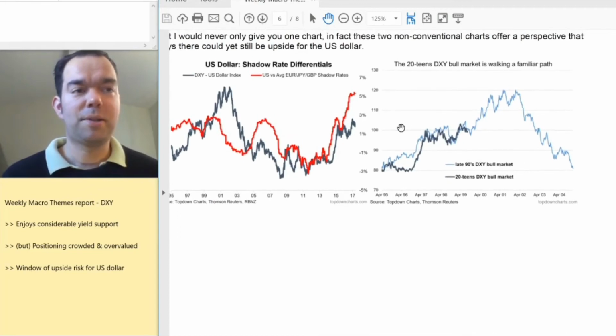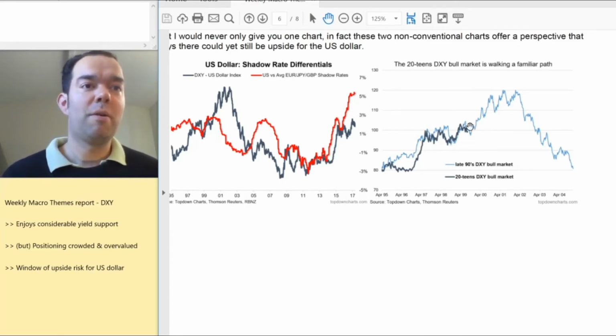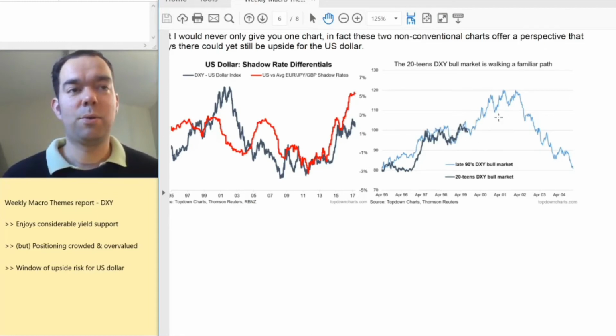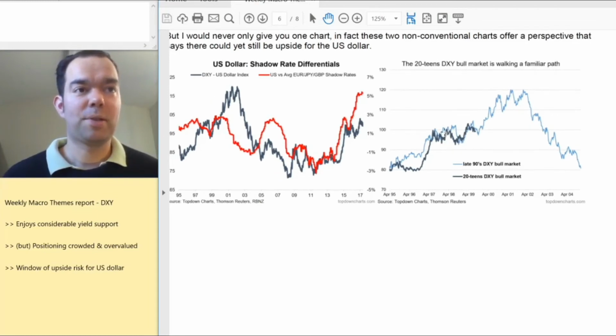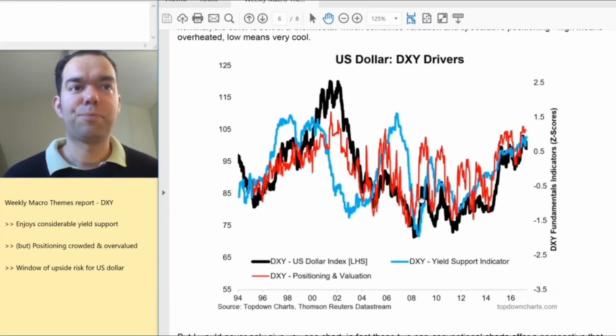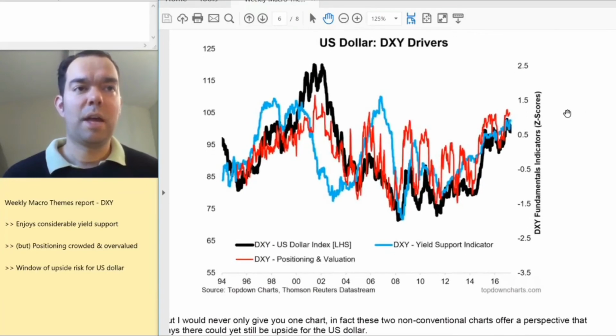The other one, looking further across the page, is the analog chart. Analog charts are always a little bit suspect, but it just goes to show what previous bull markets have been through. If you compare it to the bull market of the late 90s, you could argue that it still has some way to run on that basis. But I would probably still focus back more on this chart, on the fact that you have seen that yield support.